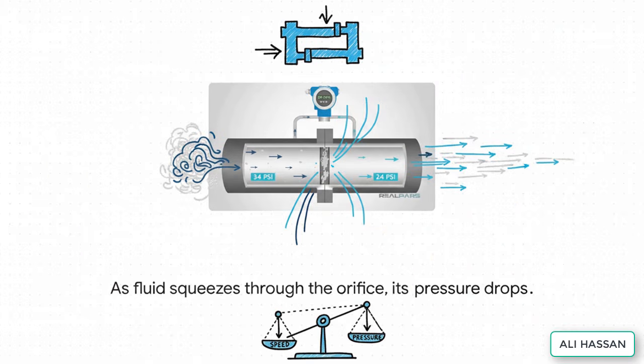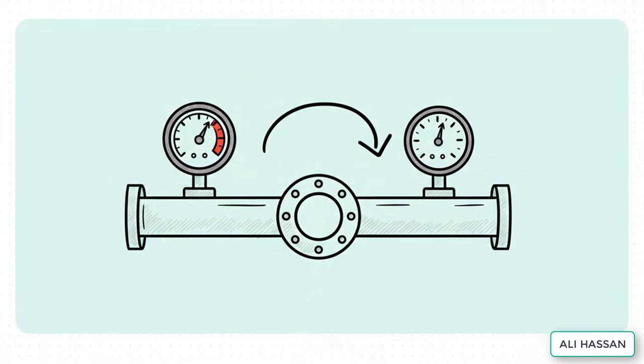To squeeze through that smaller hole, the fluid has to speed up. And because of a fundamental law of physics called Bernoulli's principle, we know that when a fluid's speed goes up, its pressure has to go down. It's like a seesaw. One goes up, the other goes down. And this is where it all comes together. The DP transmitter measures the pressure right before the plate and right after it. You can see the drop here, from 34 psi down to 24 psi. That 10 psi difference is everything. The transmitter's little computer brain knows that a 10 psi drop equals a very specific flow rate. A bigger drop means a faster flow. It is just an incredibly elegant way to measure motion by just measuring pressure.